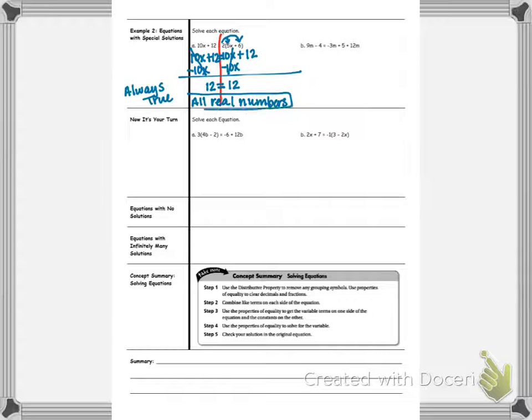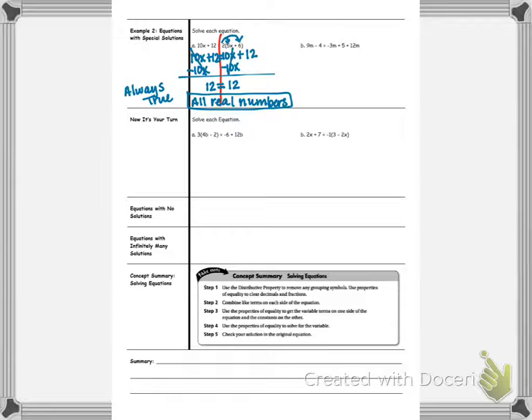So what that means is that no matter what value I get for x, it will always create a true statement like this, and so the answer was all real numbers. So any number I can possibly think of is going to fit in there for x, and it's going to give me a true statement. So all real numbers is the answer.